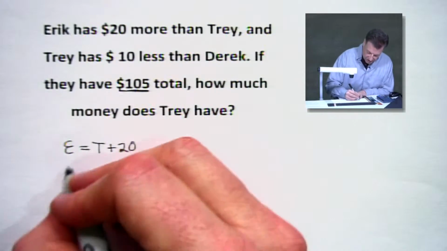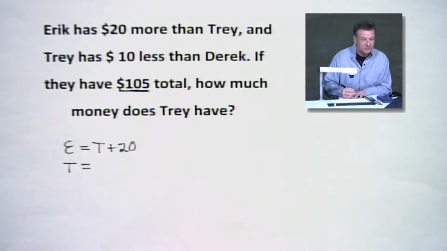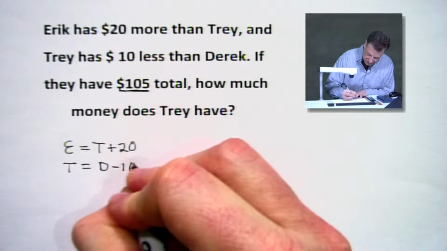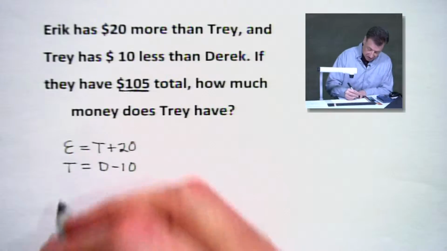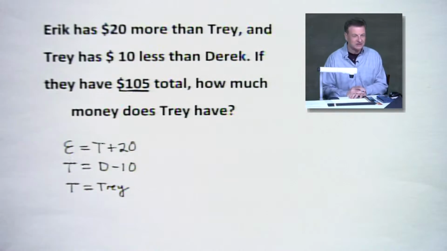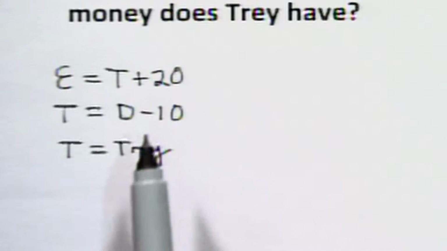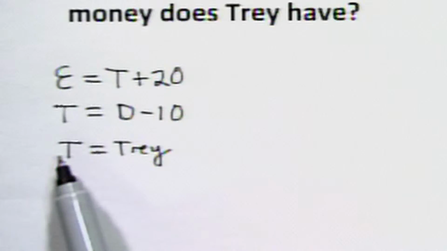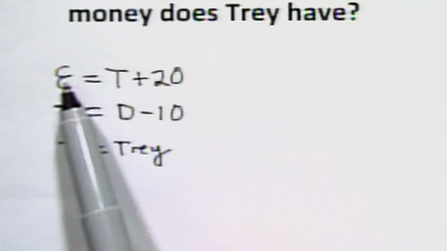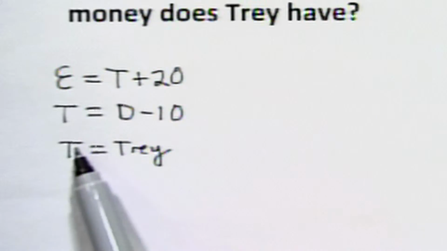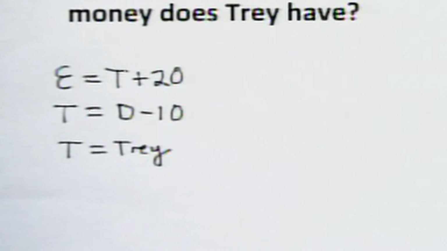Trey also, we know, is equal to 10 less than Derek. Now that means D minus 10. And we're going to let T be Trey. That's the deal. Now, the question is, how can I get E, T, and T don't add up to 105. What I need to do is E, D, and T. In other words, Eric, Derek, and Trey should add up to give me that 105.